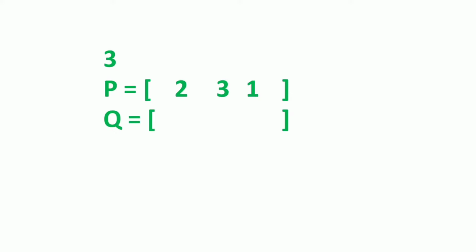Consider our first sample test case. Here p1 is 2, so the second element of array q will be 1. Again p2 is equal to 3, that means the third element of array q will be 2. Similarly p3 equals 1, so the first element will be 3 in array q.